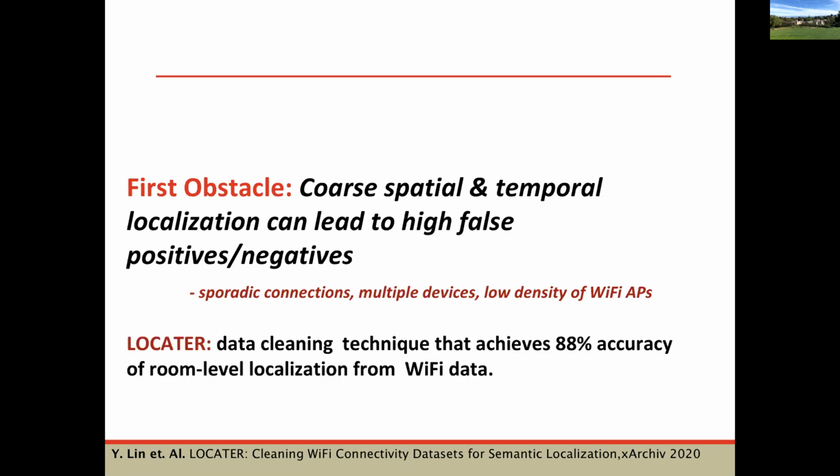And one of the things that we did was use machine learning techniques to do data cleaning. The more context you give to the system, the higher the accuracy you can achieve. So we built a system which achieves around 88 to 90% accuracy for room level localization. Effectively, we can figure out from the data what rooms people are in, with an accuracy level of around 88%.